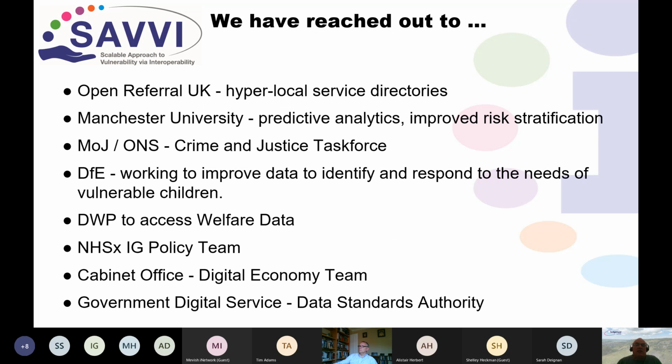Now, as well as our pilots, and that really is the focus of what we're doing at the moment, which is to work with those pilots and really work this through and drive out those case studies. We're also reaching out to other initiatives, and we're being contacted quite often by initiatives that are also looking at vulnerability. I've listed some of them here, and we've been in contact with all of these, and we've got a bit of activity going on with these.